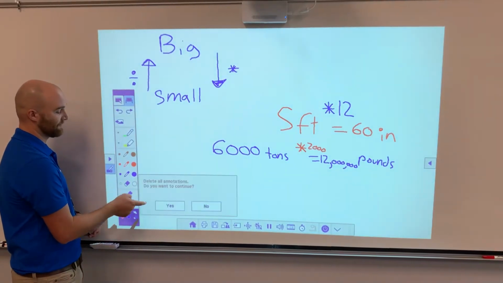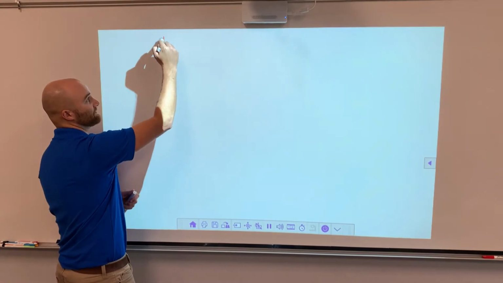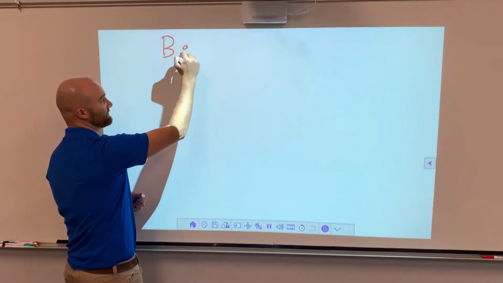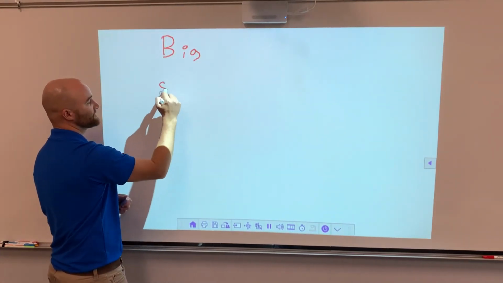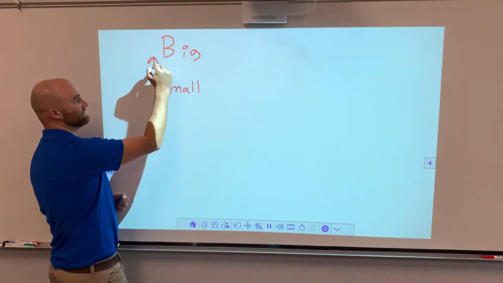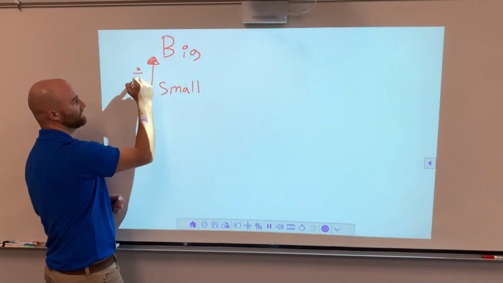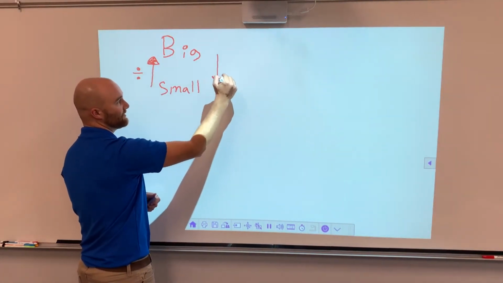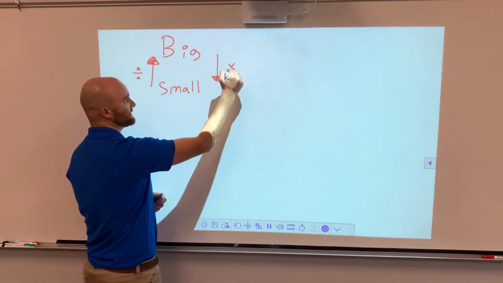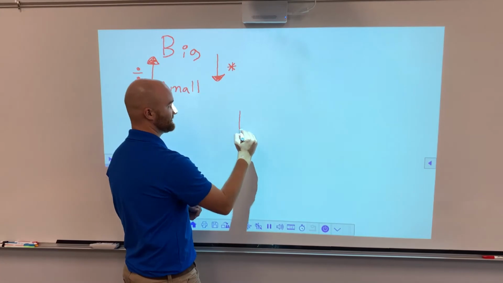I'm going to erase this so that way we have some more room. First thing I'll do is I'll write back in our arrows, big stuff up top and small stuff down below. If I go small to big, a small unit to a big unit, I'm going to divide. If I go big to small, a big unit to a small unit, I'm going to multiply. Let's say I have 16 cups.